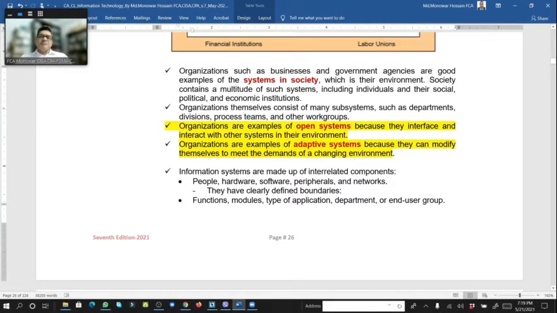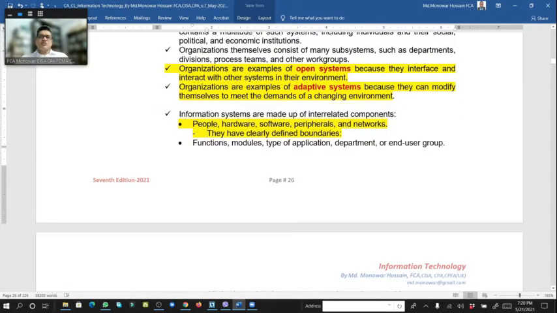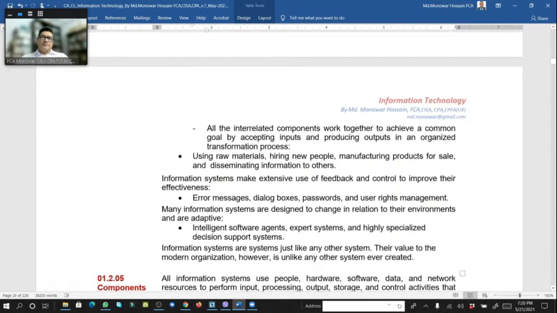Information systems are made up of interrelated components. We know them as people, hardware, software, peripherals, and networks. They have clearly defined boundaries, as we saw at the first time, and functions, modules, and types of application that depend on the end user group.